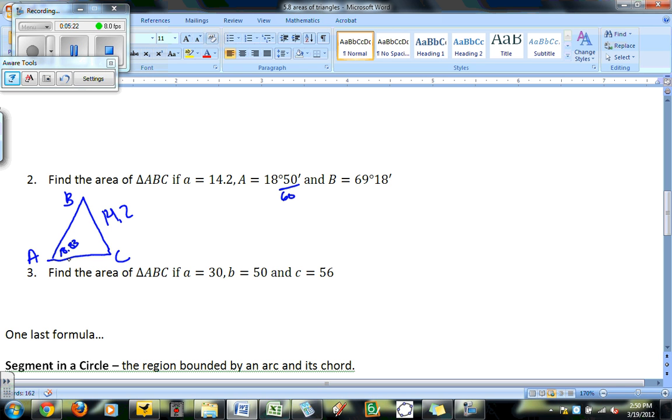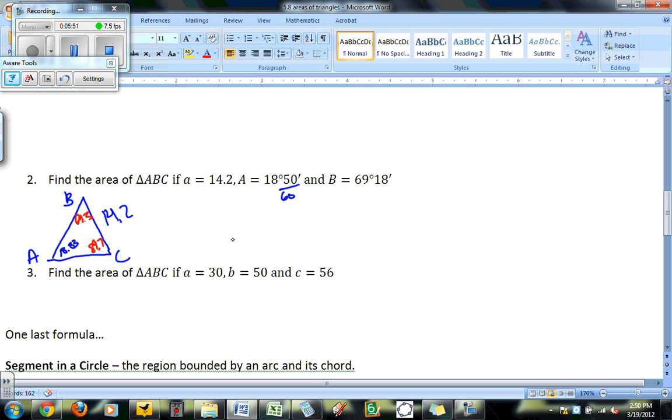And then for B, I already divided 18 minutes by 60, so it's 69.3 is that angle right here. So in this case, we have angle, angle, side. That would be the second set of equations that I gave you. If we know two angles in a triangle, we can easily find the third angle by adding these two up and then subtracting from 180. And in this case, if we do that, we get 89.7.